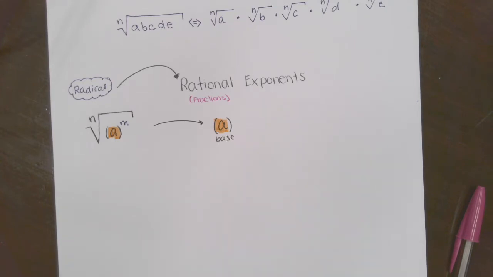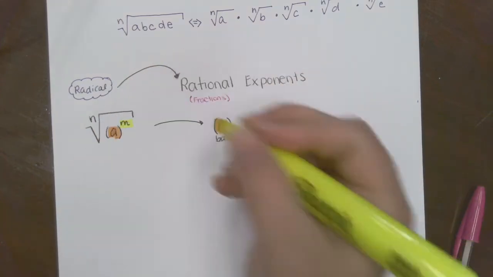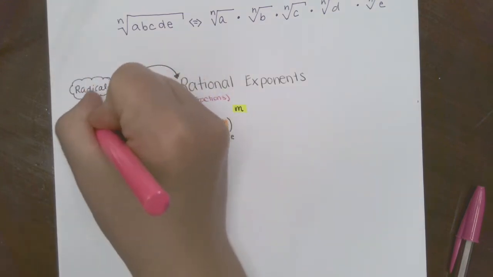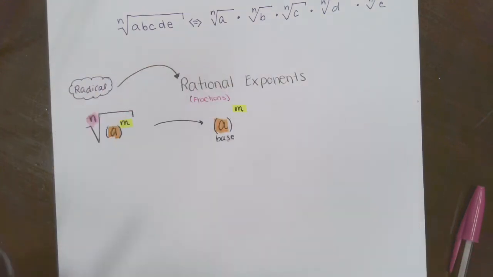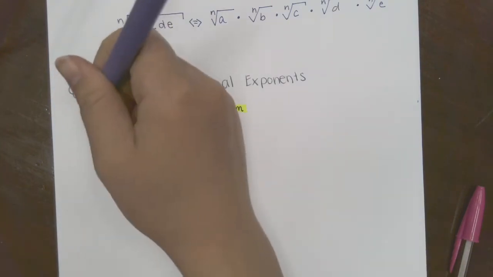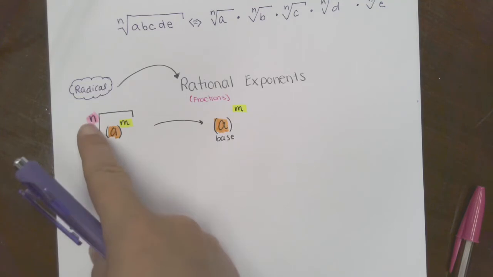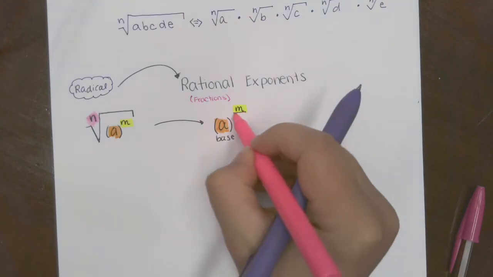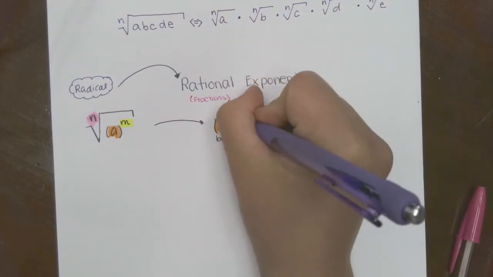Then, do you see this m as your exponent? That m stays as your exponent. So we're going to write m on top. Then, the biggest difference would be this n, this index. This index is kind of like inside. I'm writing it on top, but it's really inside. So if you look on your sheet, you'll notice they're inside. That n is going to be your denominator.